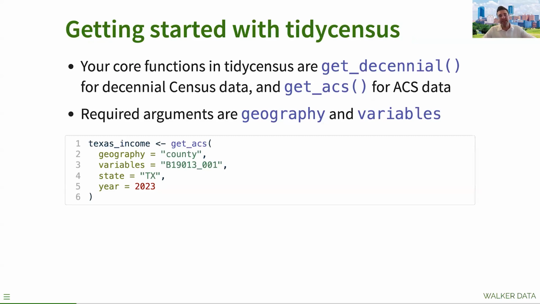So your core functions in tidycensus are get_decennial for decennial census data and get_acs for ACS data. And required arguments are geography and variables. We do spend more time delving into this in the first two webinars. So if you didn't attend those and not everything is registering, feel free to check those out as well.